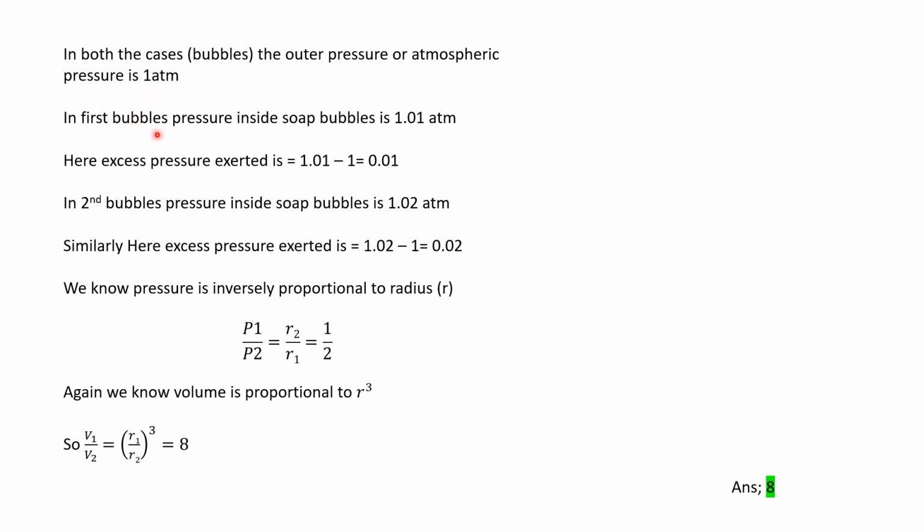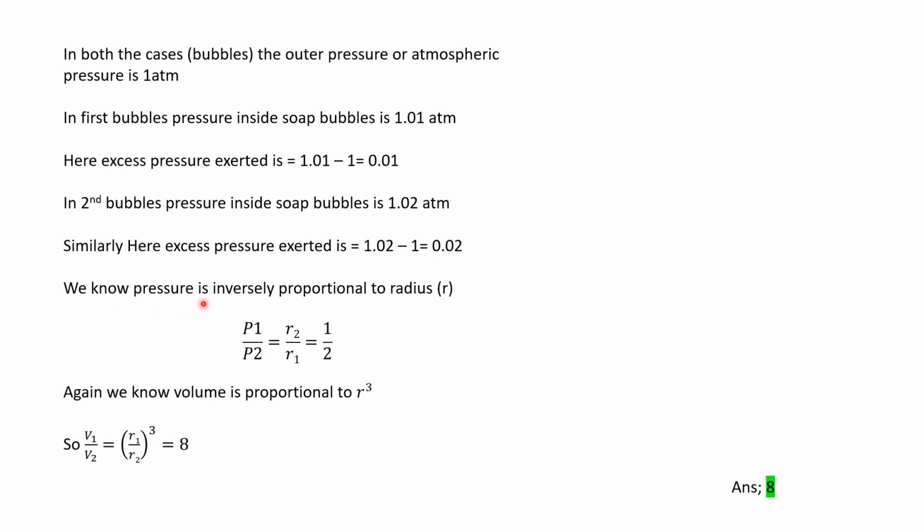In the first bubble, it has been given that the pressure inside the soap bubble is 1.01 atm, and here the excess pressure will be equal to 1.01 minus 1, that is equal to 0.01 atm. And in the second bubble, the pressure inside the soap bubble is 1.02 atm according to the question. So here the excess pressure will be 1.02 minus 1, that is equal to 0.02 atm.